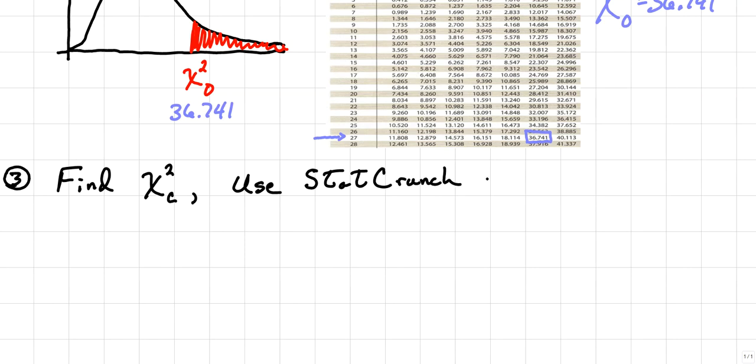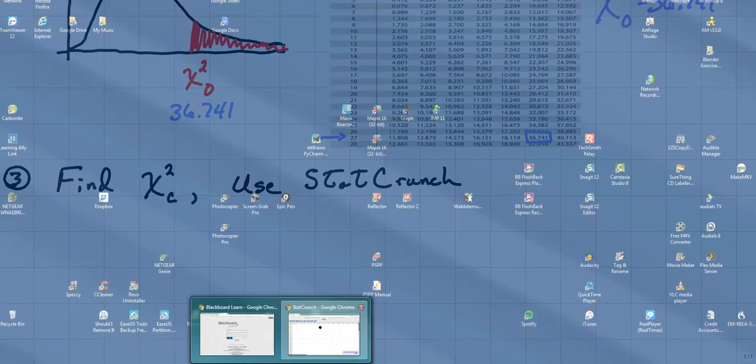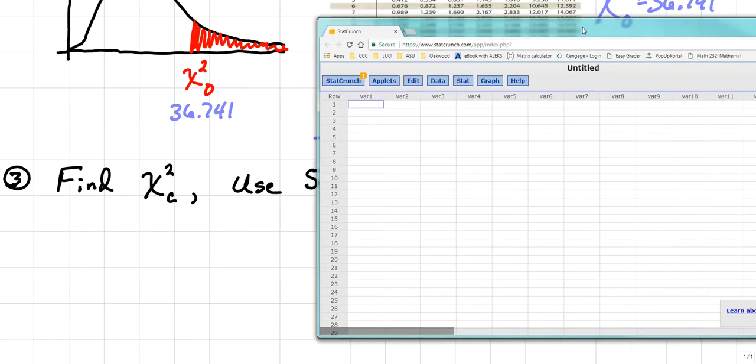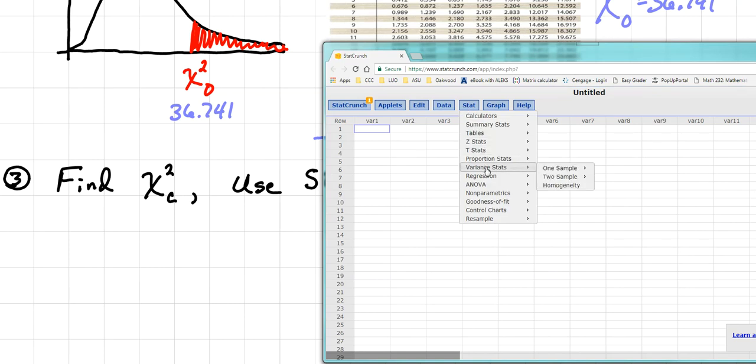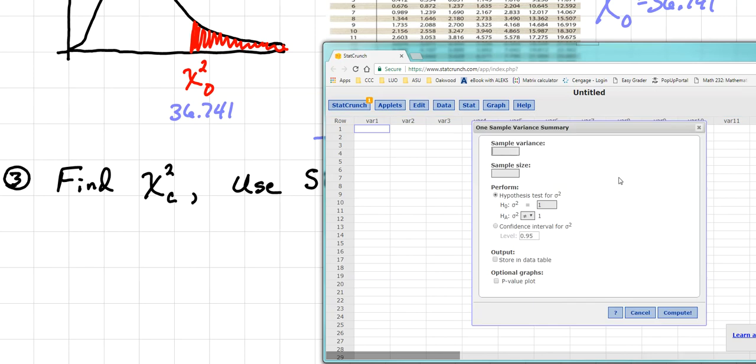Now, you should already know how to open up StatCrunch if you've watched my introductory video concerning StatCrunch. And this is going to be important because it's going to give us quite a bit of information. So let's go ahead and look at what it's going to look like in StatCrunch. You've opened up StatCrunch, you're going to left click on Stat, then you're going to scroll down to where it says Variance Stats. You then want to highlight one sample and you want to select with summary, which is going to give us a pop-up window.